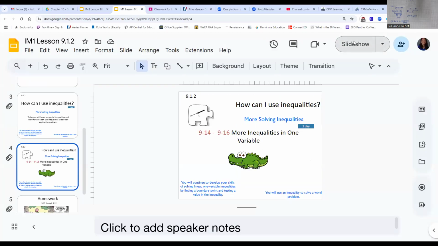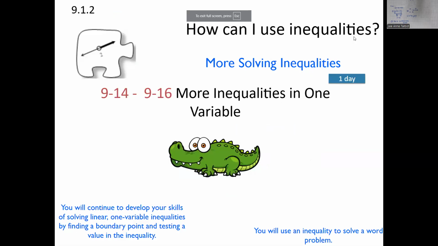Okay, so here's the agenda. We're doing 14 through 16, which we just did. There's my best friend up there. He helps me teach inequalities.